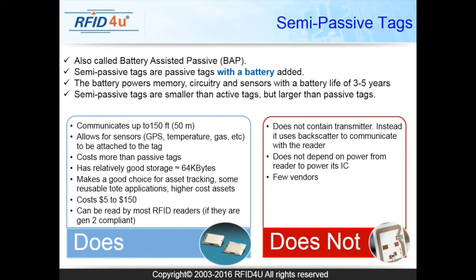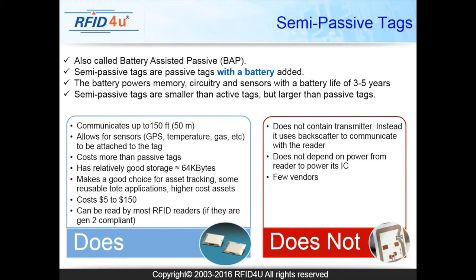And semi-passive tags used to be smaller than active tags, but in recent years some of the active tags have been able to come down in size. But they are definitely larger than passive tags because you have a passive tag plus the battery. You can communicate up to 150 feet. It allows for sensors, GPS, temperature, gas, etc., to be attached to the tag. It obviously costs more than a passive tag. Has relatively good storage. You can get up to about 64 bytes of storage.